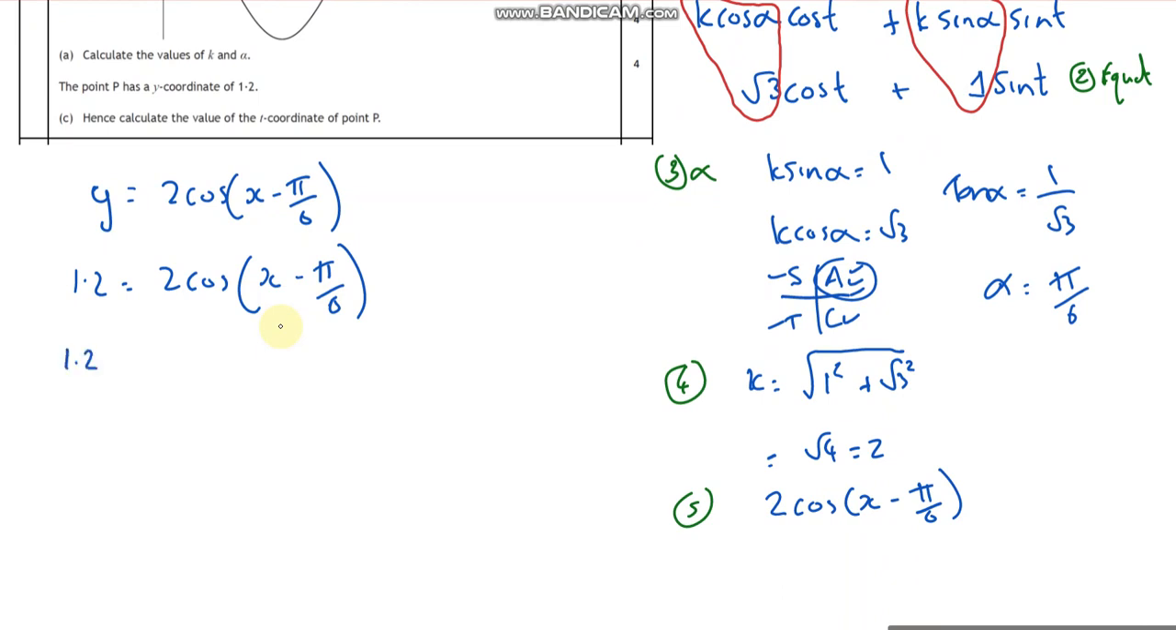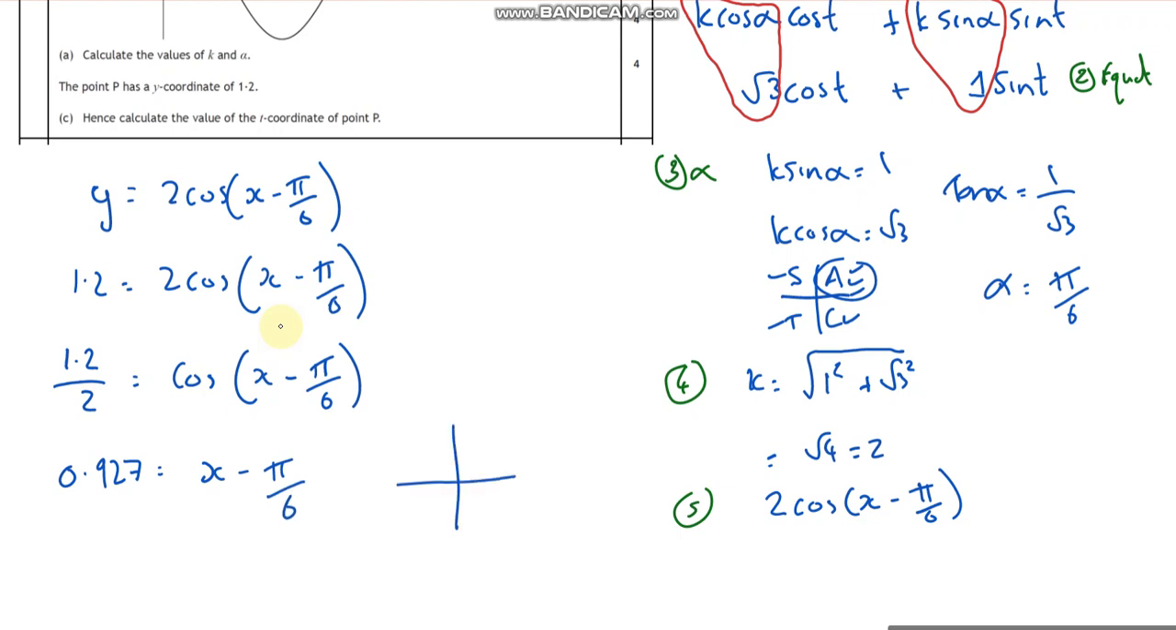So 1.2 divided by 2. Pi over 6. So 1.2, and if I do my inverse cos, that's giving me 0.927. So that'll be equal to x take away pi over 6. If I do my diagram, I know I'm going to be in quadrant 1, because cos is positive, this is a positive ratio, and quadrant 4.